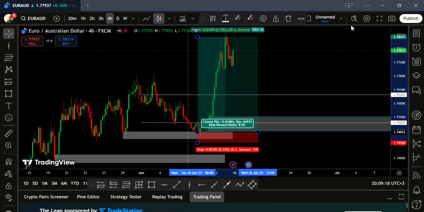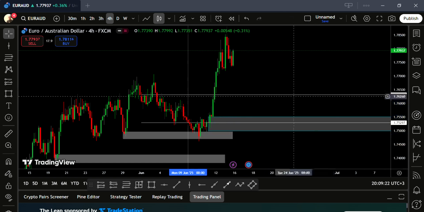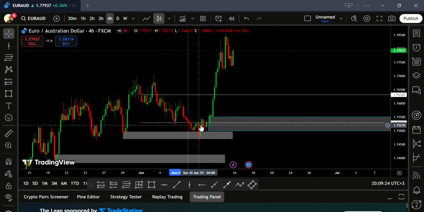Also, there's another trade that happened here. So you'll be riding it too, but that was a short-term trade.